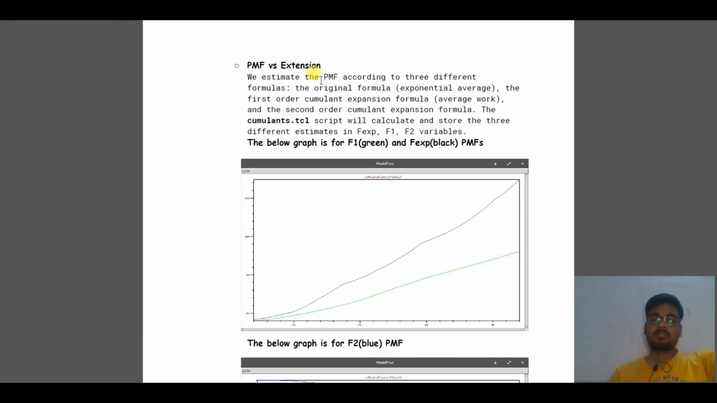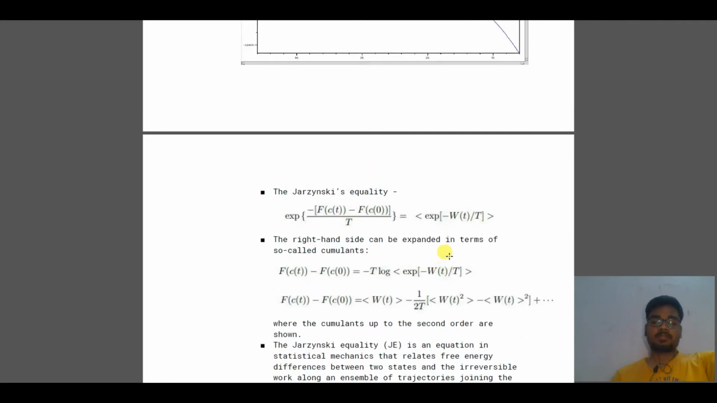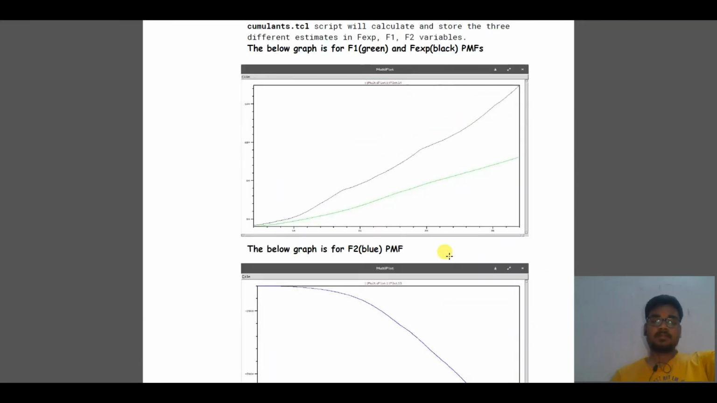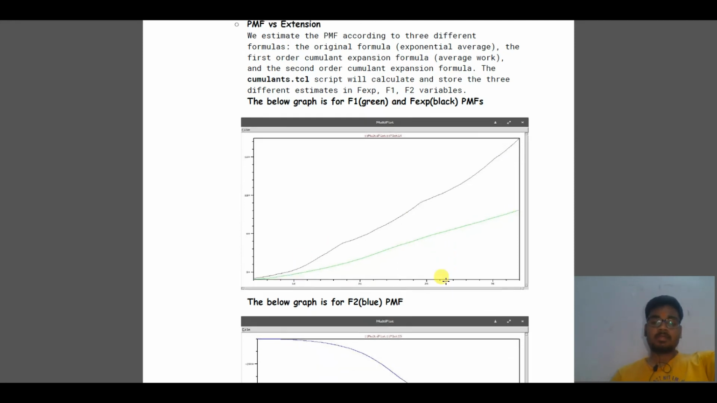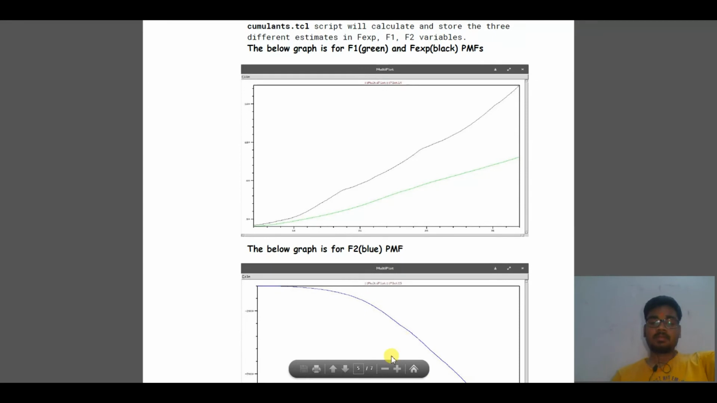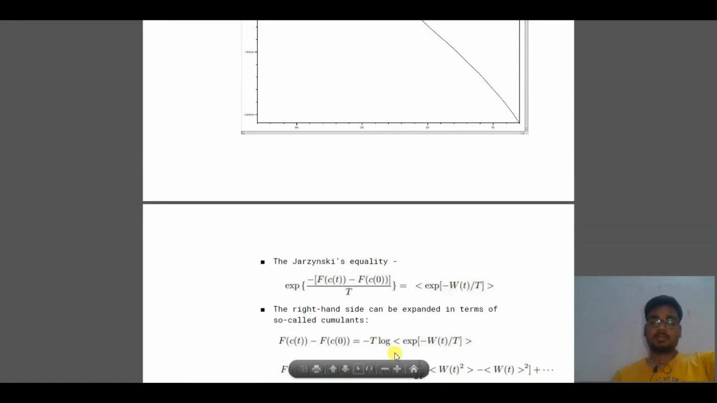So I estimated the PMF according to 3 different formulas: the original formula, the first order cumulative expansion, and the second order cumulative expansion. So this is the F1 expansion, this is the F2 expansion, and this is the FEXP expansion, which is the second order cumulative expression. In this graph we can see this is the F1 expansion, this is the FEXP expression, and this is the F2 expression, which has a negative sign in front of it, so it is always a negative quantity.